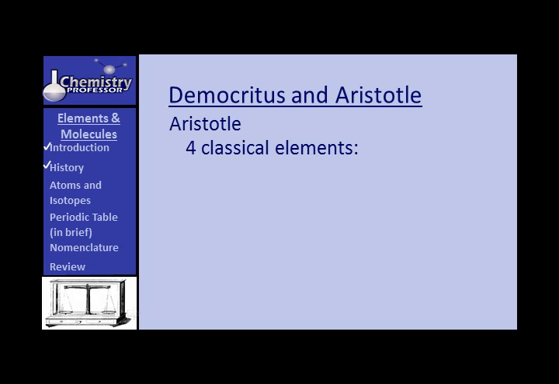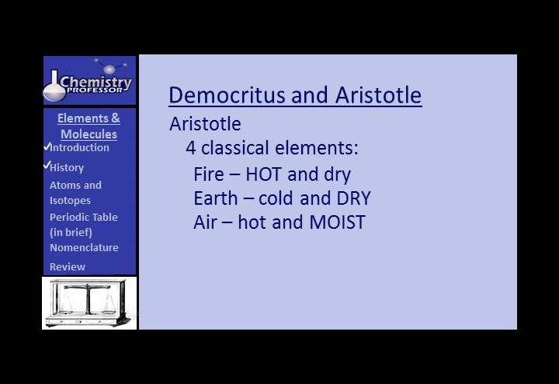He believed in 4 classical elements. Each of these elements had 2 properties, one of which was dominant. For example, fire was hot and dry, and I have put the dominant characteristic in caps. Earth, the second element, was cold and dry. Air, hot and moist, and water, moist and cold.